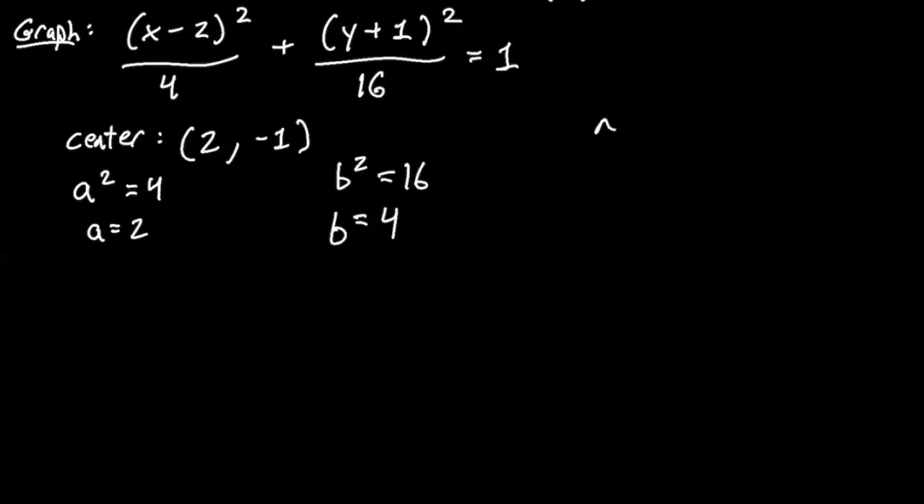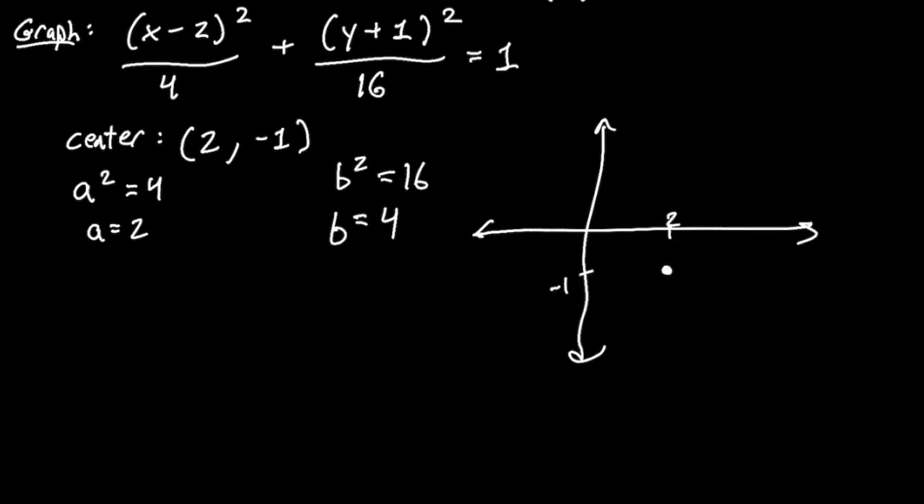Then finally, we can use this information to graph our ellipse. So we know 2, negative 1 is our center. We know that the x radius is 2. So 2 to the right is 4. 2 to the left is 0. So we start to graph our ellipse. We know we'll have points 2 to the left of our center, 2 to the right of our center.